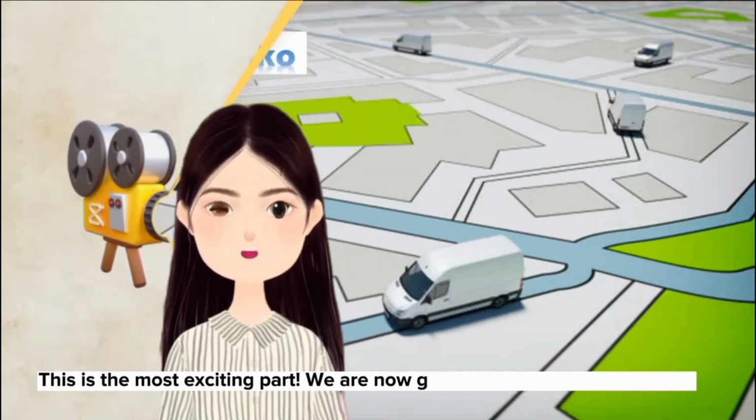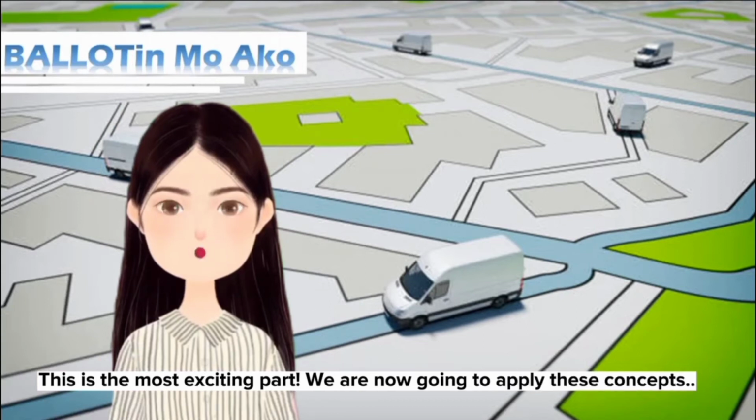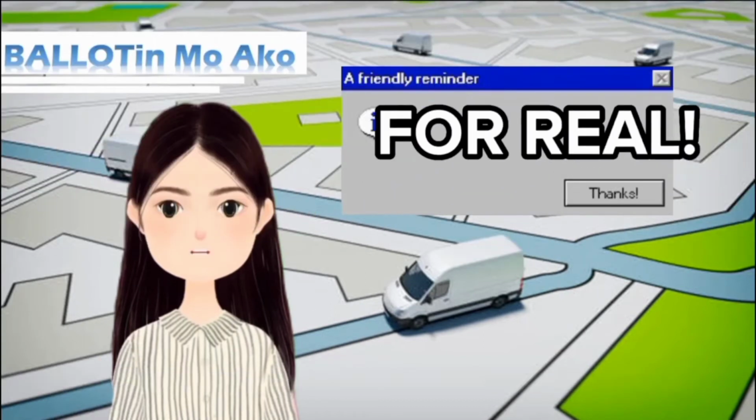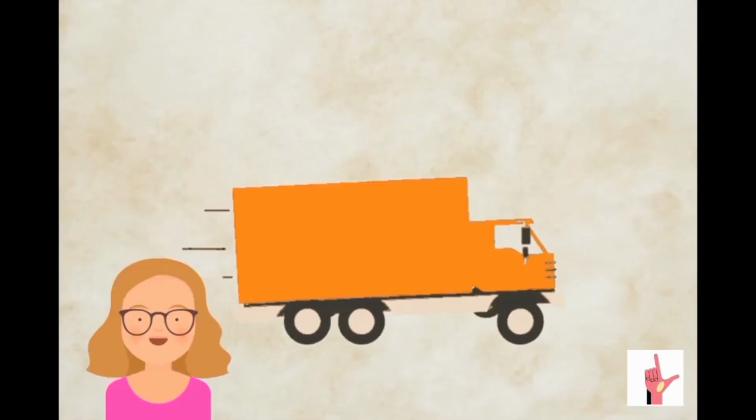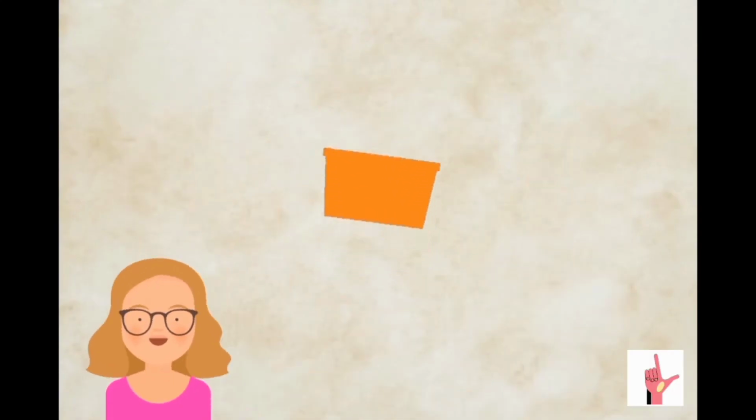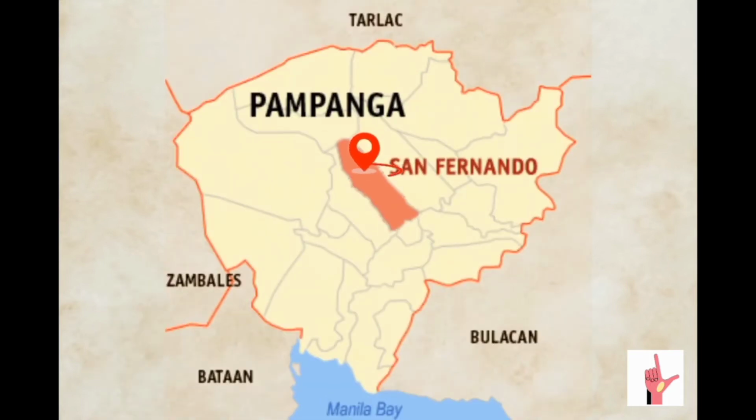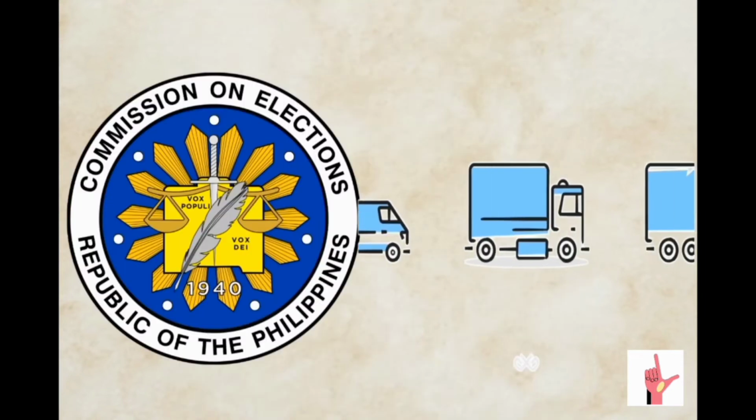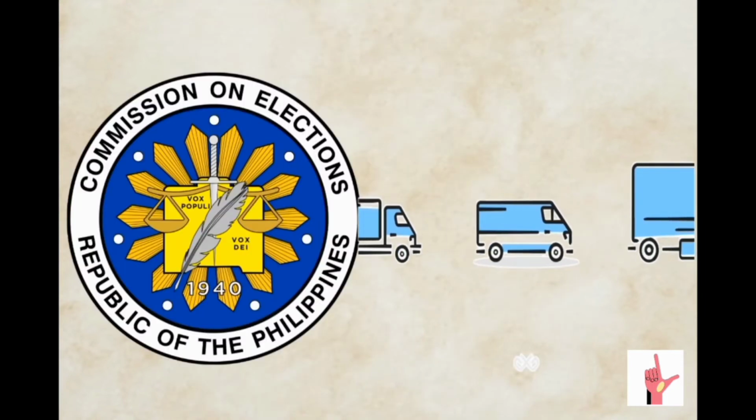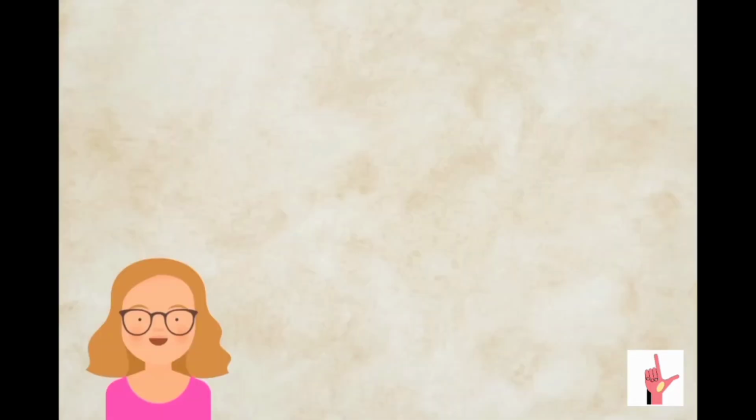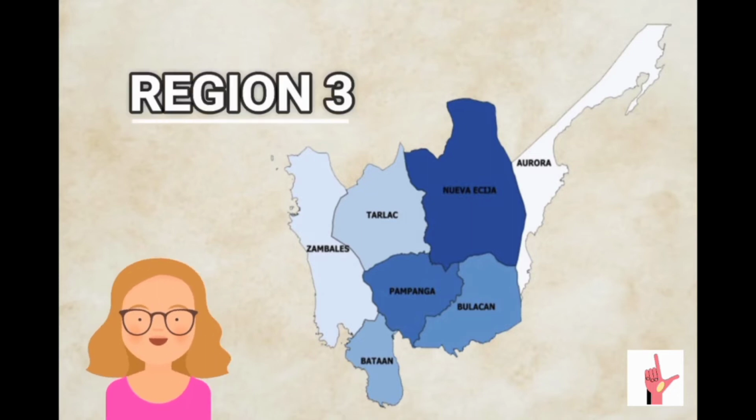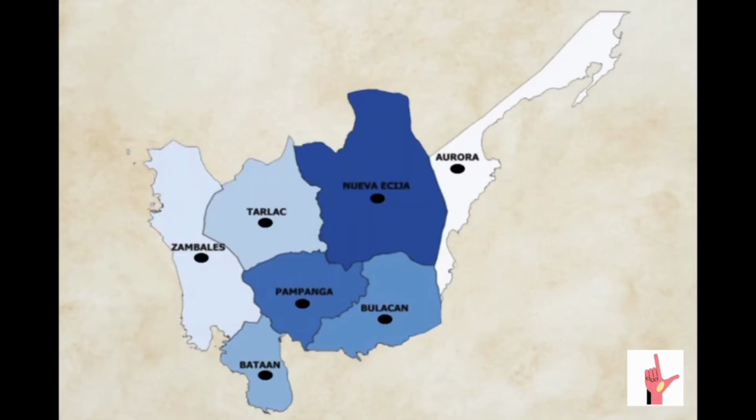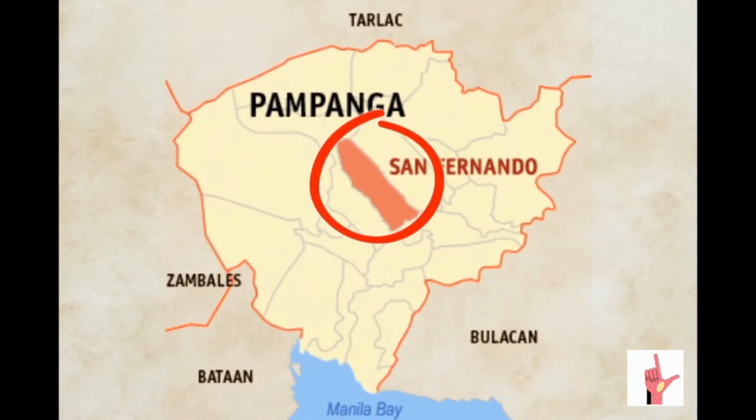This is the most exciting part. We are now going to apply these concepts for real. We are asked to create a delivery route for the election ballots for Region 3, where San Fernando, Pampanga is considered the central hub. Comelec reminds us to use as few vehicles as possible to not attract any unwanted attention. In this problem, each capital city of each province will serve as a vertex, while San Fernando, Pampanga will serve as the starting point.